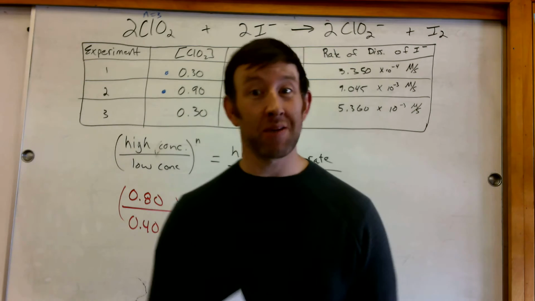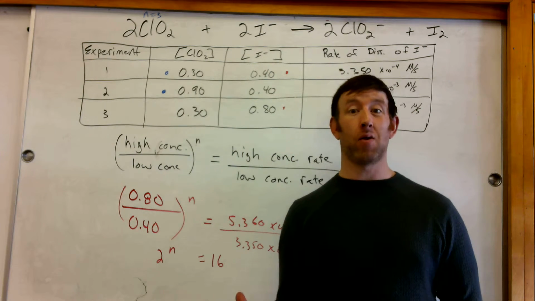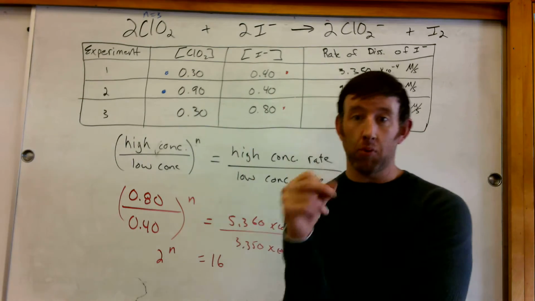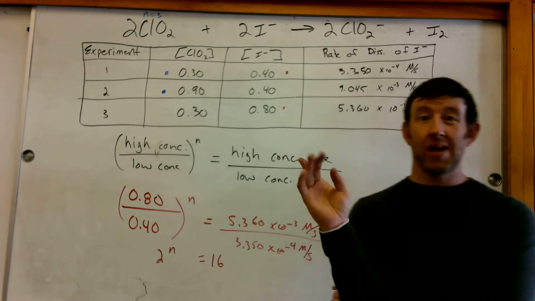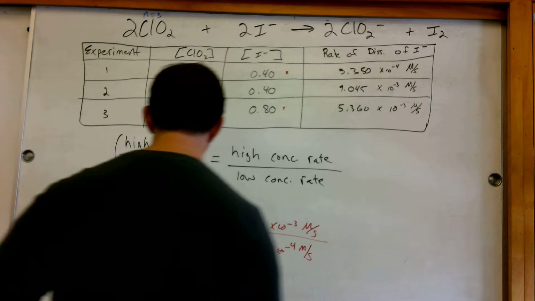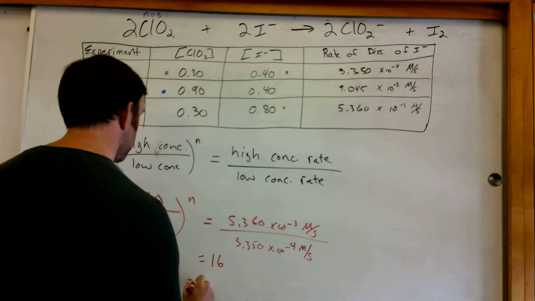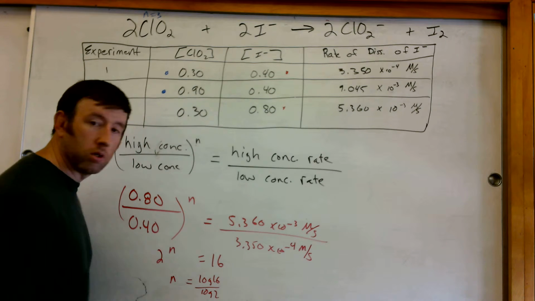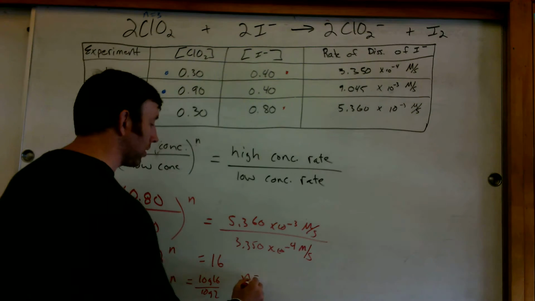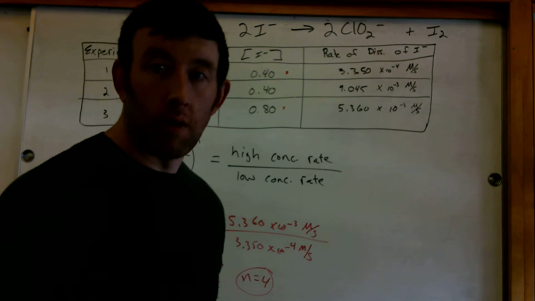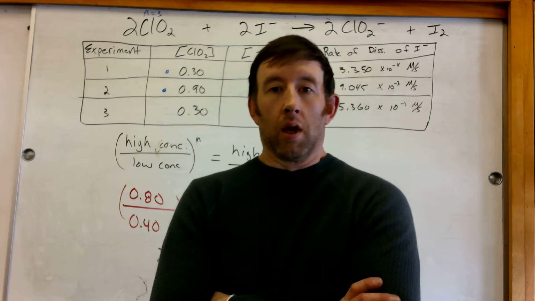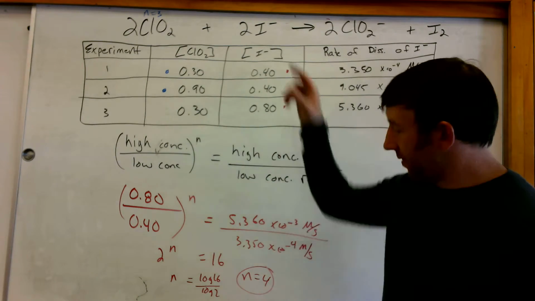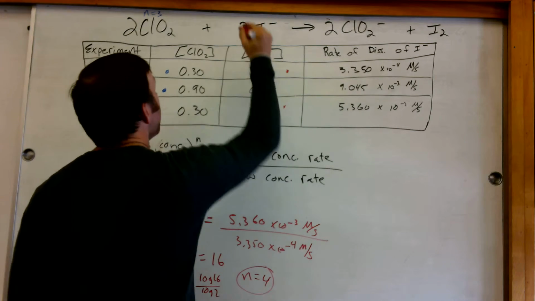That means I'm going to have a pretty big order there. 2 to what power is equal to 16? All right? So again, you mathy people could probably figure that out. That's a 4. But how do I solve this? I'm just going to go n equals log of 16 over log of 2. So n will be equal to, phone call, be right back. Okay, so now we know that n equals 4 for our iodine.